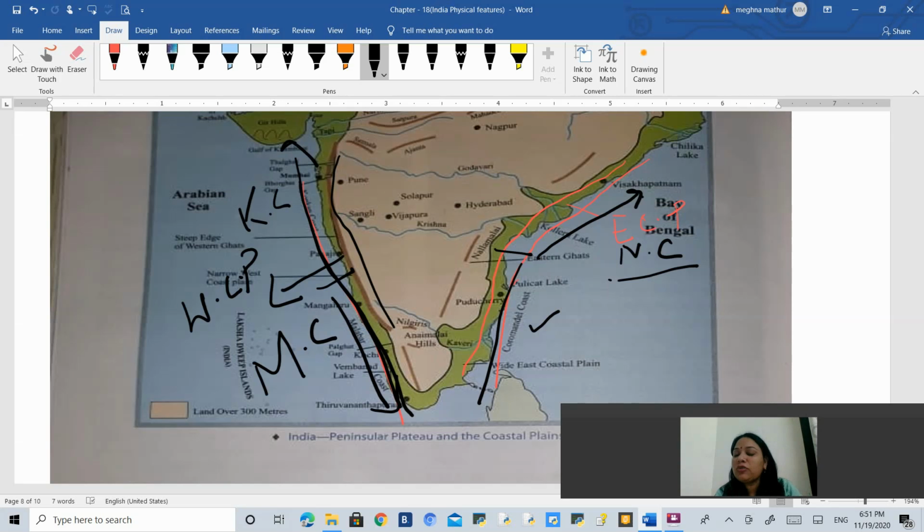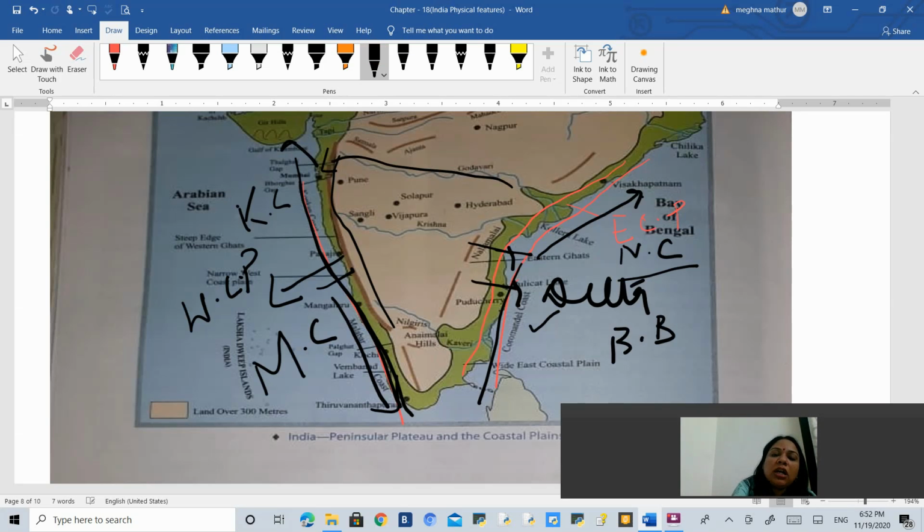Now you can see, as I told you in the previous videos also, that there are only two rivers which cross from the eastern area towards the western area, that is Narmada and Tapi. Besides them, all the rivers flow from the west towards the east. Whenever Godavari, Krishna, Kaveri flow from west to east, they form a delta, and then they mix into the Bay of Bengal. And Narmada and Tapi mix into the Arabian Sea.